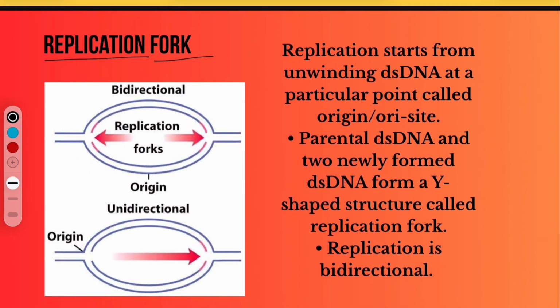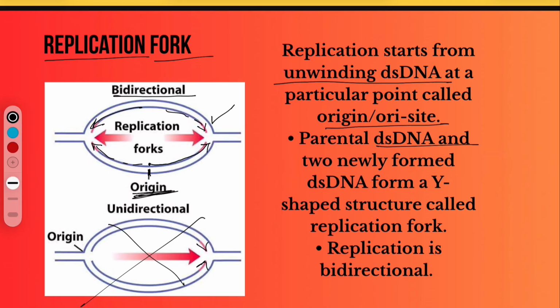Now, when replication takes place, it leads to unwinding of double-stranded DNA. This double-stranded DNA makes a replication fork when it gets unwound, and makes a particular point, the origin site, where the process of replication starts. Parental double-stranded DNA and two newly formed double-stranded DNA form a Y-shaped structure, and it is called a replication fork.